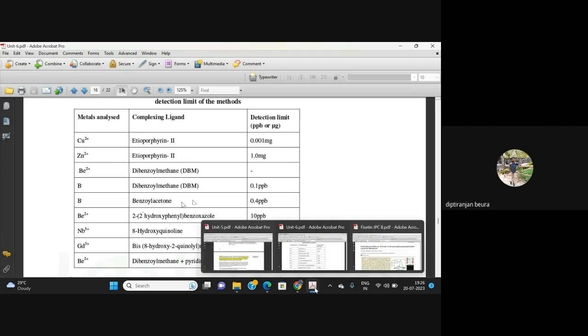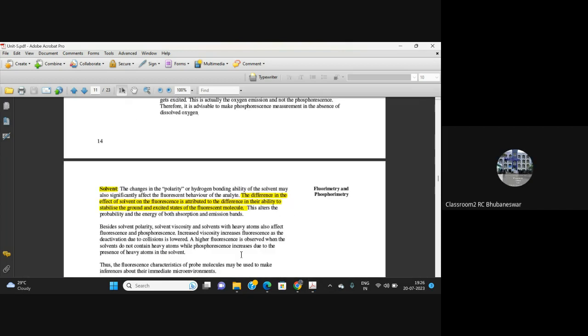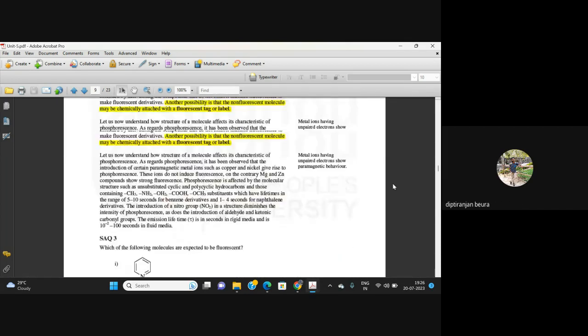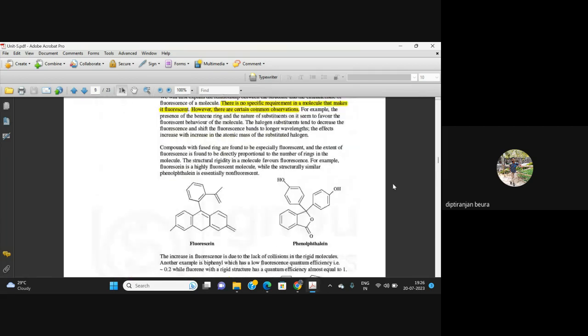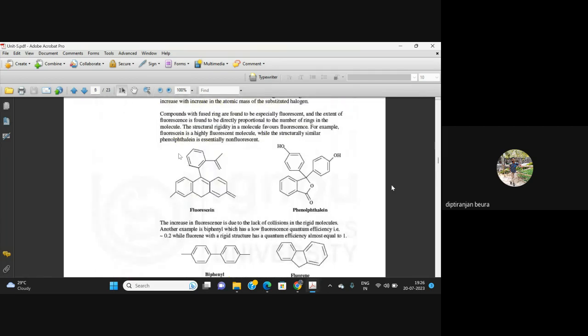Today in class I was telling you regarding phenolphthalein, explaining this part. You were there, or you were not there? Yes, I was there, ma'am. Yes. You see, in fluorescein there is conjugation.